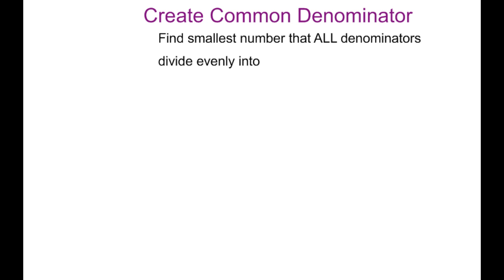Now, if we don't have a common denominator for our fractions, we need to create a common denominator. And we do this by finding the smallest number that all the denominators will divide evenly into. So let's take a look at our first example.